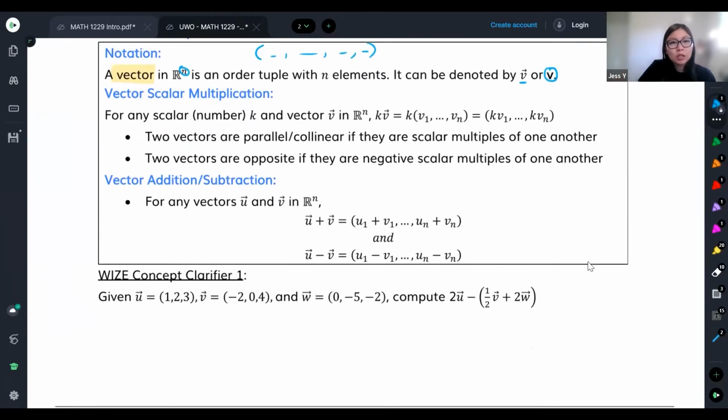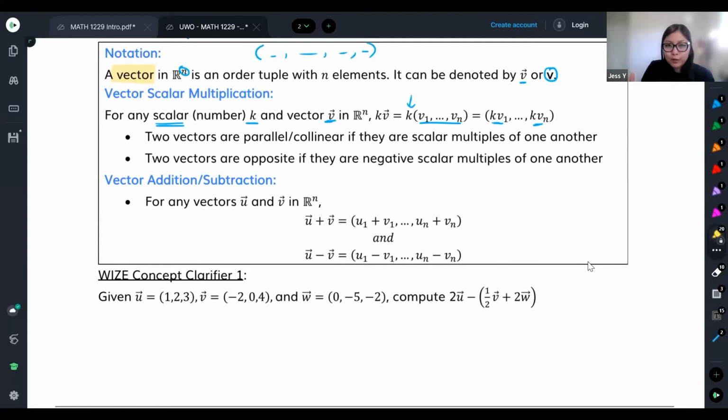Well, we can have scalar multiplication, meaning that if you have any number, in this course, a number is called a scalar, and any vector, what you can do is you can take that number and multiply by the vector. And all you're doing is you're taking the number and multiplying by each of the components, each of the elements inside your vector, okay?